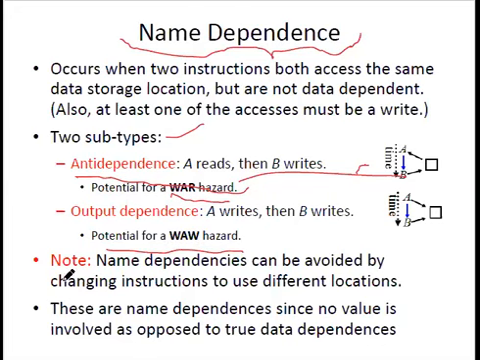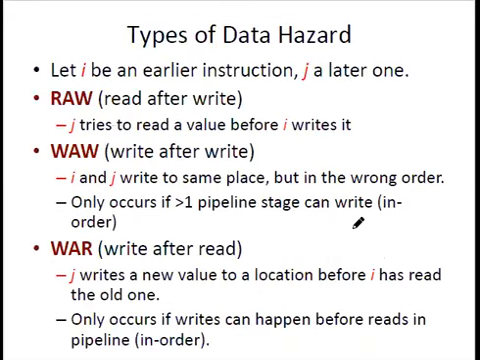Name dependencies can be avoided by changing the instruction location. These are name dependencies since no value is involved, as opposed to the previous category. So names can be changed and this hazard can be overcome. These are not considered a true dependence because there is no data involved. The process is not data dependent, and hence they are sometimes referred to as false data dependences. The name changes, and the location to write can be changed.